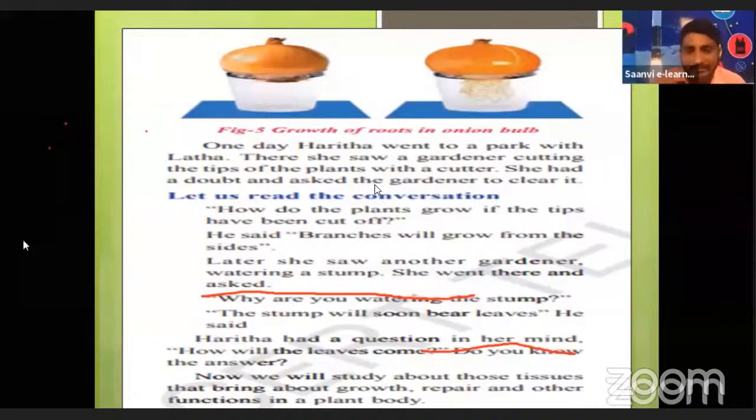Later she saw another gardener. She is roaming in the garden with her friend. She saw one more gardener, another gardener watering a stump. She went there and asked her, why are you watering the stumps?